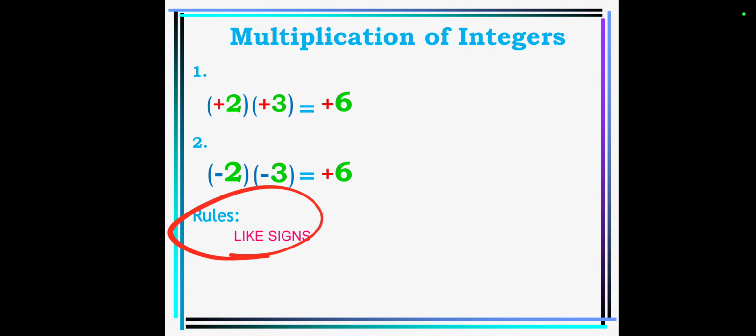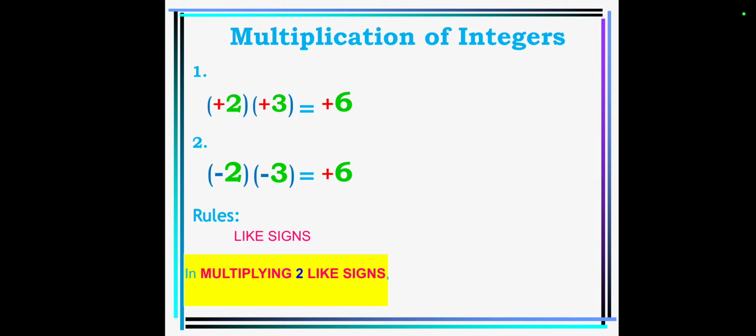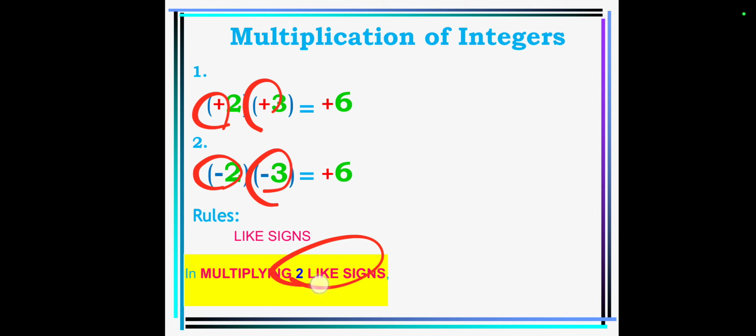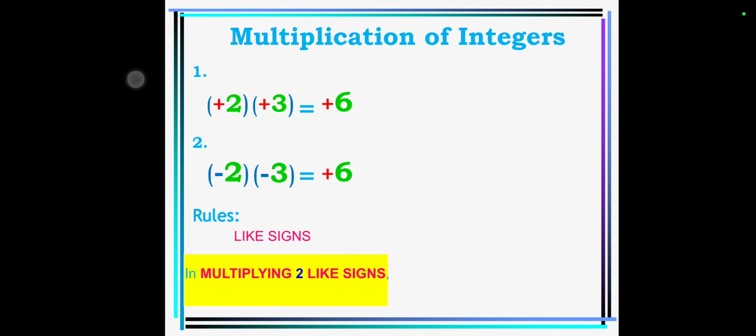There is another rule for multiplication, and you might get confused when you combine it with the addition. So, at least for multiplying integers, if you have like signs, the answer is always positive. Even if you are asked negative times negative, that is positive. Positive times positive, since all of that are the same, that is positive. Now, here's the idea. In multiplying two like signs, the answer is always positive.